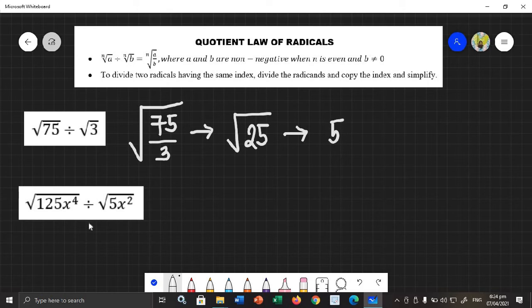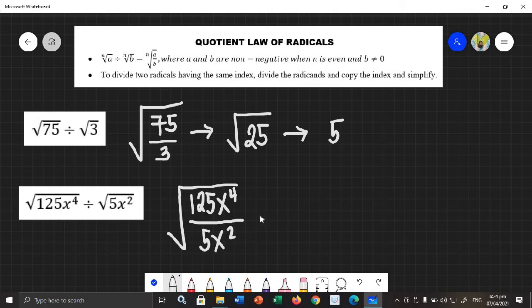Okay, the next example also has the same index or roots. Therefore, we can write the given like this. So 125 x raised to the 4th power all over 5 x raised to the 2nd power. And let's simplify the radicand using the laws of exponent. Yung quotient rule sa laws of exponent, pwede natin gamitin para ma-simplify yung radicand dito. We have square root of 125 divided by 5. The answer is 25.